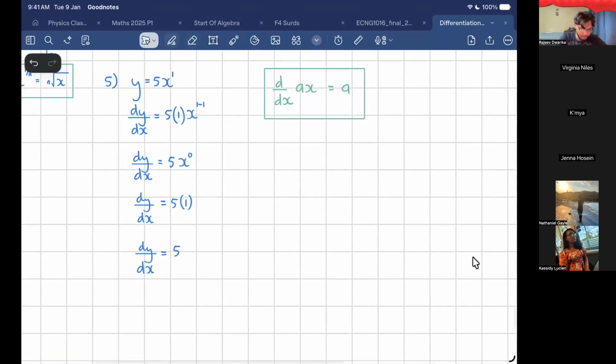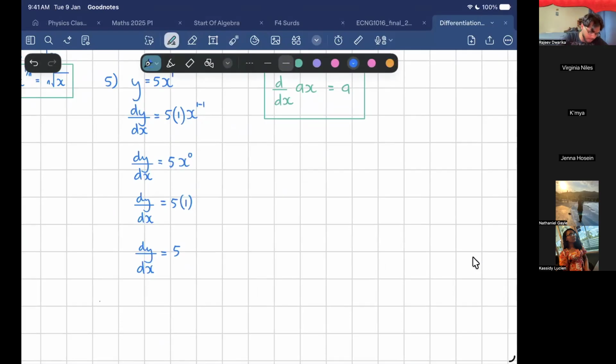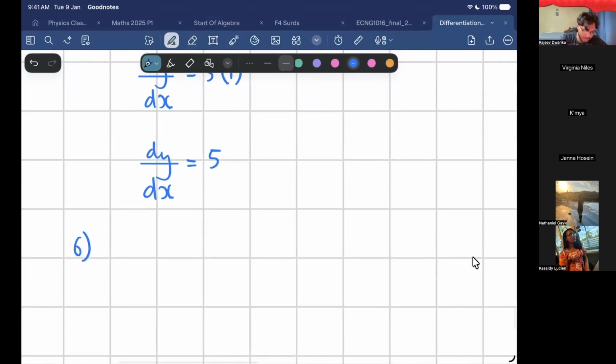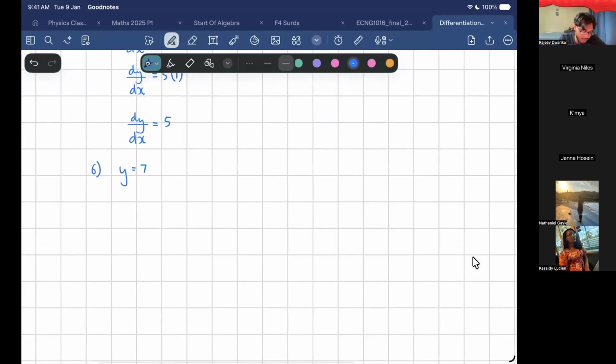Next thing we're going to look at is differentiating a constant. Let me ask you all something. If I have something like y is equal to 7, what's that? Like if I draw on my graph, what's that? Okay, that's just a line. Does the gradient ever change? No, sir. No, so the rate of change.